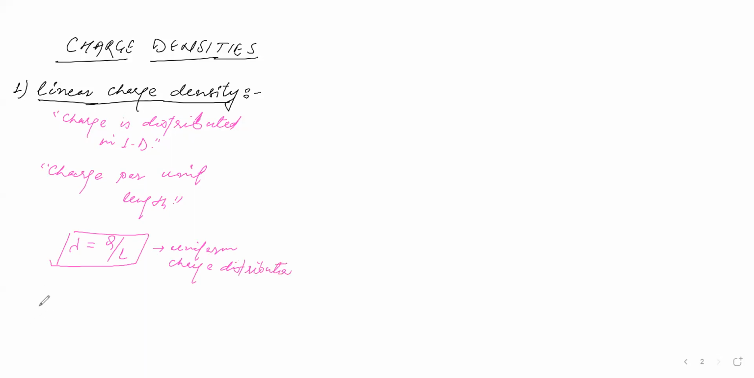Then you can also write lambda is equal to dq over dl. It can be used for uniform and non-uniform charge distribution both.